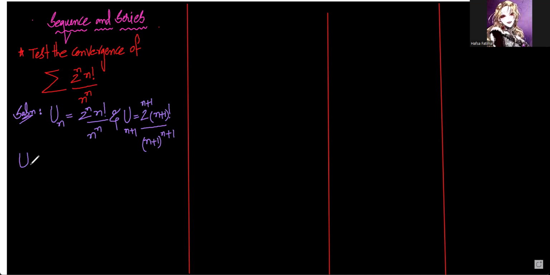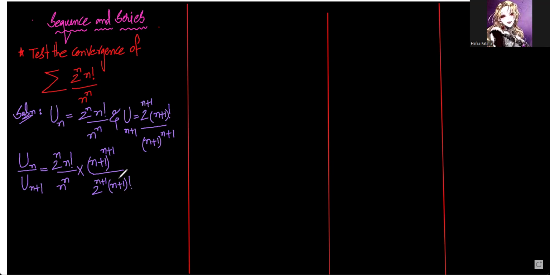Now we are moving to the second step, that is, we have to find un by un plus 1, which is equal to 2 power n into n factorial divided by n power n. The second fraction will become reversed: n plus 1 to the power of n plus 1 divided by 2 power n plus 1 into n plus 1 factorial.